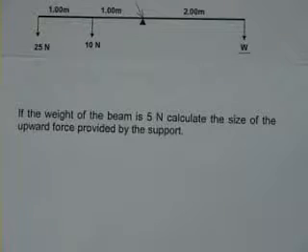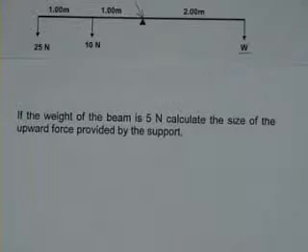So now we've added a bit more to the question. It says if the weight of the beam is 5 newtons, calculate the size of the upward force provided by the support. Before we do this bit, there's one thing we should mention: in the first part of the question, we didn't have to worry about what the weight of the beam was. How come that didn't make any difference? Well, because we were taking moments from the middle of the beam, the moment of the weight would equal 0.